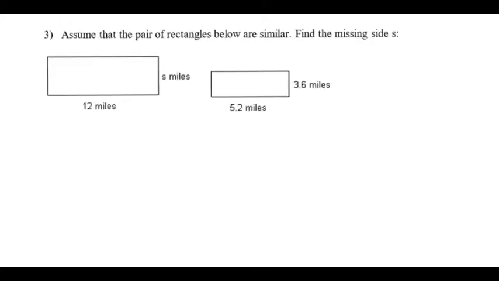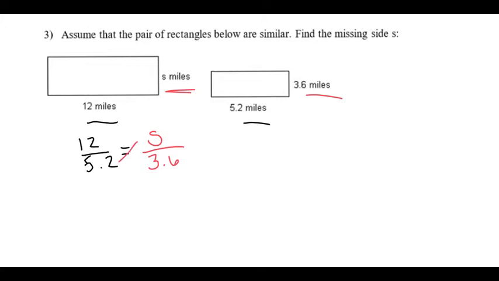So here's our last one with the geometry and finding a similar or a missing side from a similar pair of figures. Now we have rectangles, and we want to find the missing side. So I'm going to start off with my one known ratio, which is 12 over 5.2, because those are corresponding sides. They're sides that match up. And then it equals, and then my unknown side is S over 3.6, which matches up with it.